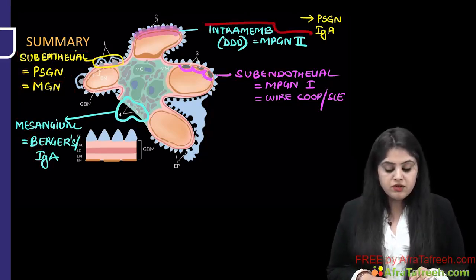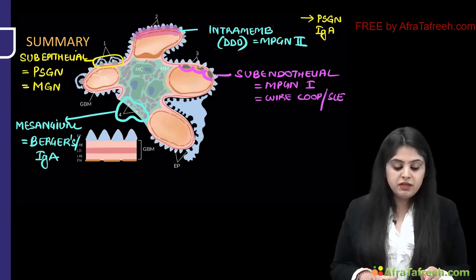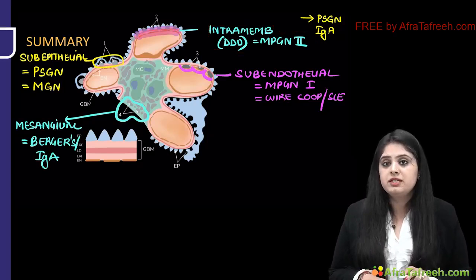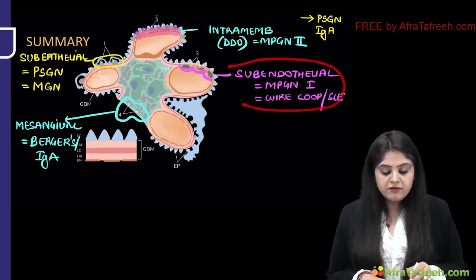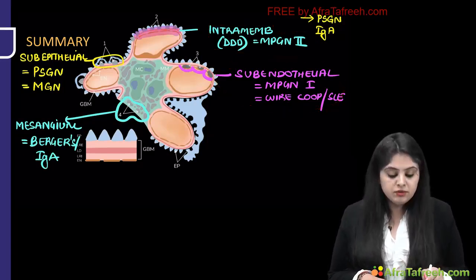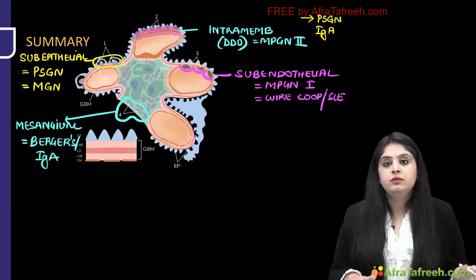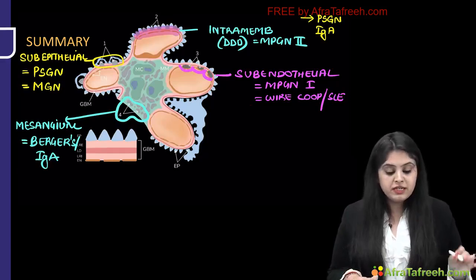When we talk about intramembranous, there is only one: the dense deposit disease, intramembranous, that is DDD, MPGN type 2. And then whatever you are left with, subendothelial, the least that we studied, MPGN type 1, and the wire loop lesions. With which we have studied this summary.